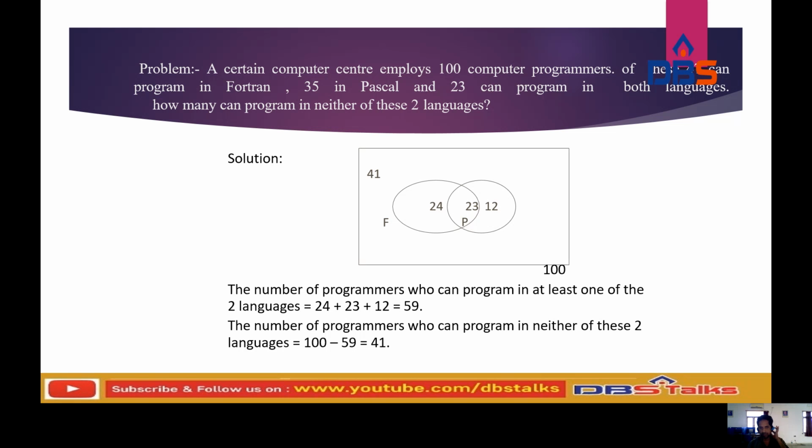The number of programmers who can program in at least one of the two languages equals 24 plus 23 plus 12, which equals 59. Then the number of programmers who can program in neither of these two languages is 100 minus 59, which equals 41 members. That is the 41.